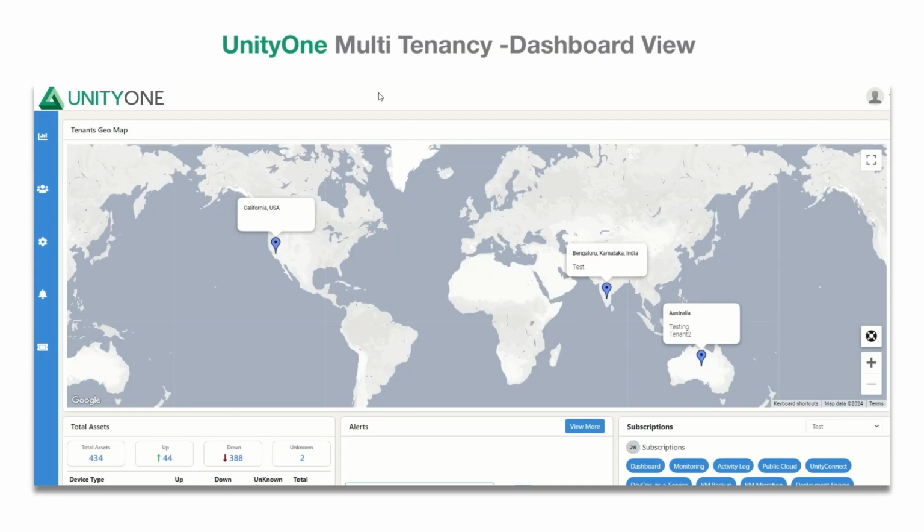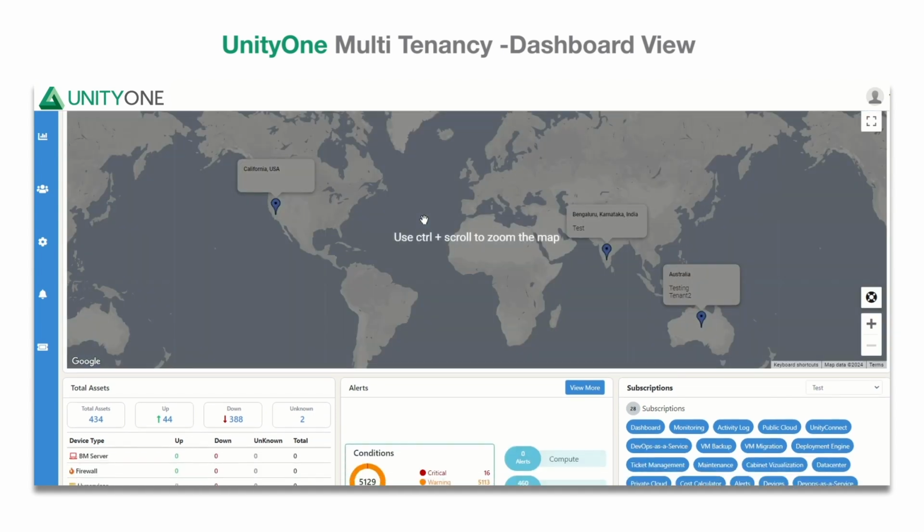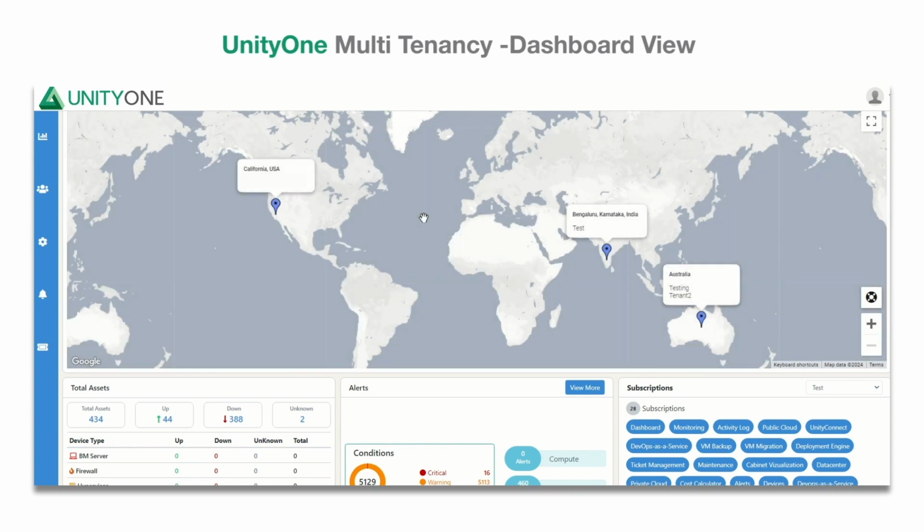Multi-tenancy in UnityOne IT operations management refers to the capability of our platform to serve multiple users or tenants, while keeping the data and operations separate and secure. Users are categorized as partners or clients. Partners can access all the tenants in their account, while a client user is limited to that specific tenant.